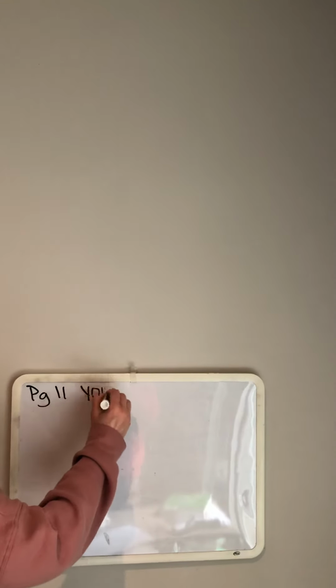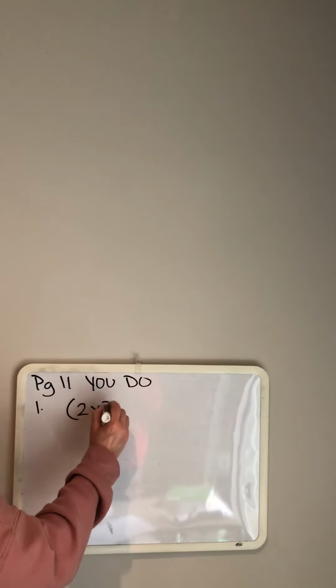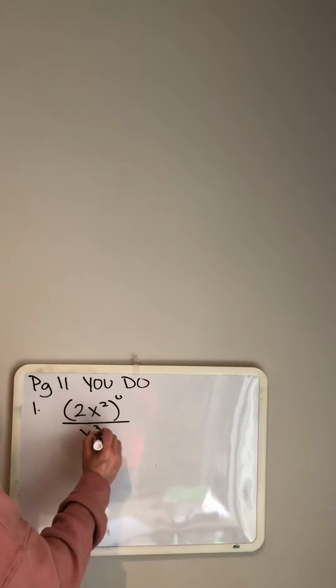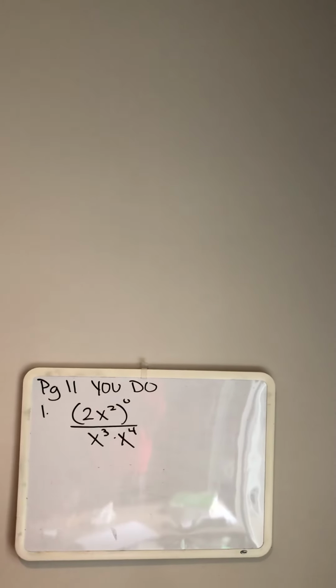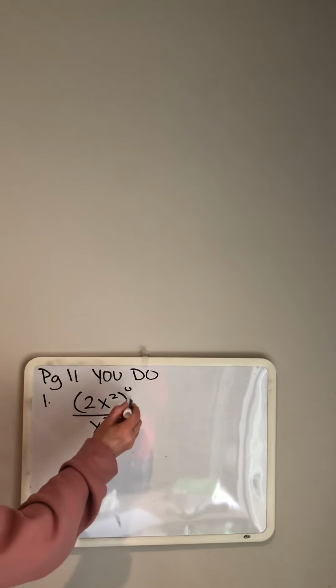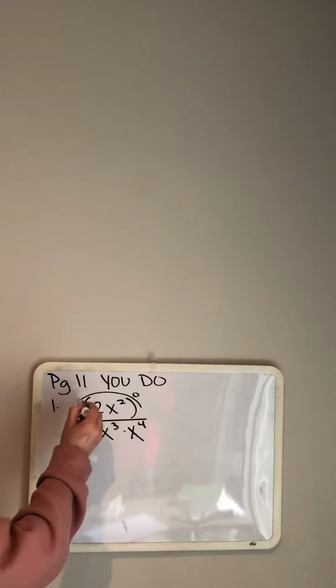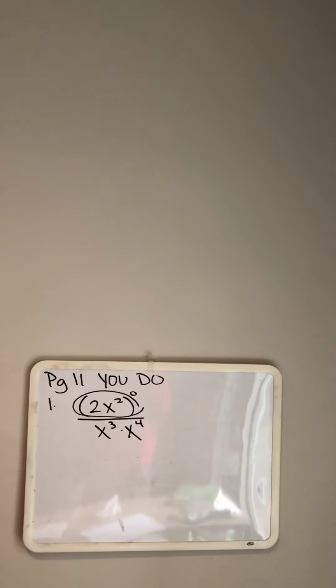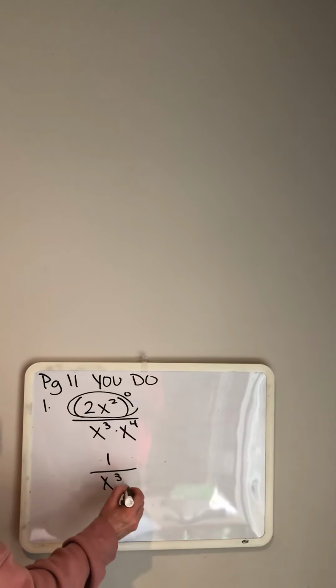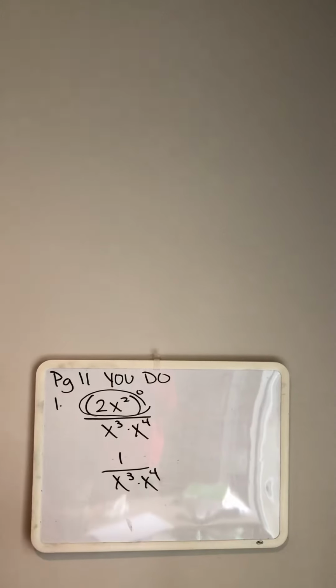I'm back. You-do number 1 on page 11. Parentheses, 2x squared, close parentheses to the 0, over x to the 3rd times x to the 4th. First thing you might notice is that this entire parentheses is being raised to the 0 power. That means this entire parentheses becomes the number 1. So now you have 1 over x to the 3rd times x to the 4th.